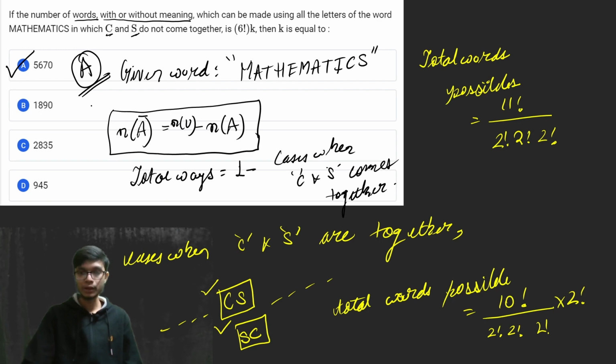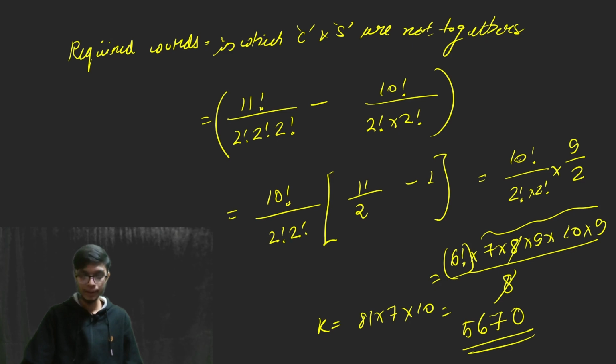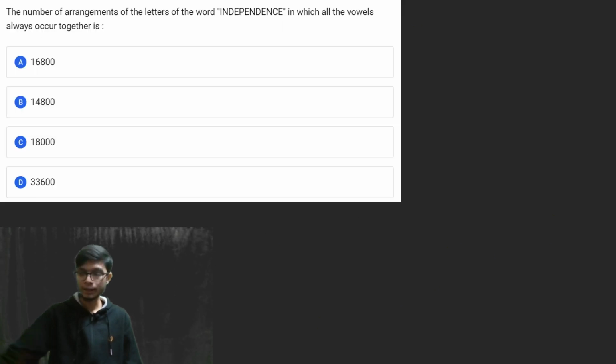I hope you have got this particular problem. It's quite a simple problem but a very important problem. Now a similar problem was also asked in the same year, but in a different shift. So you can take this particular problem as a homework problem.